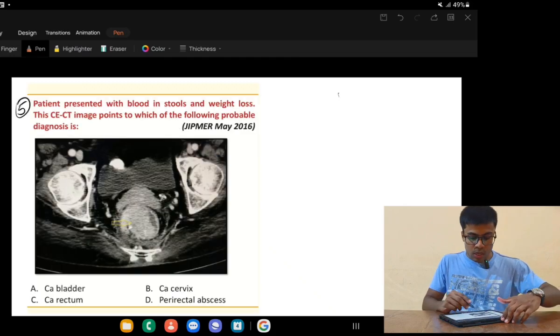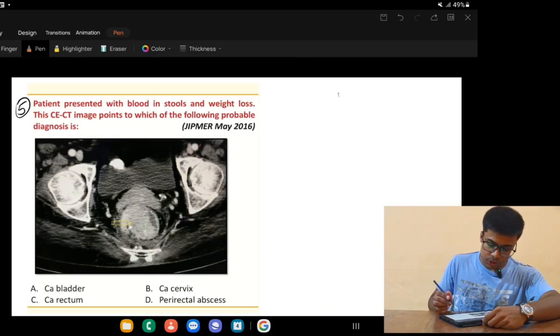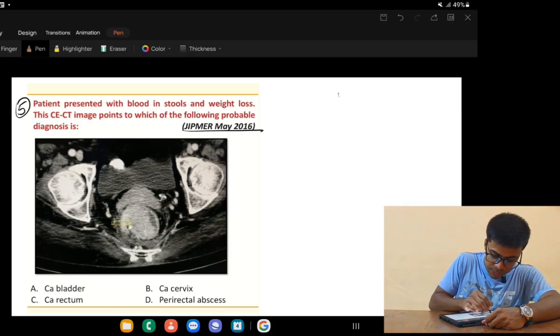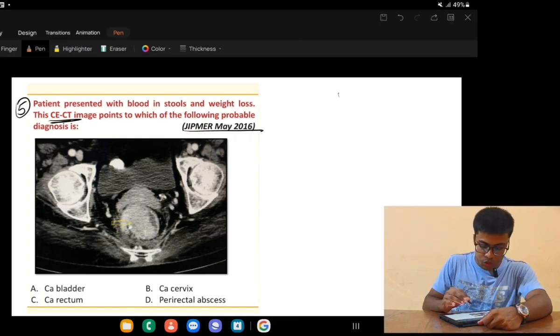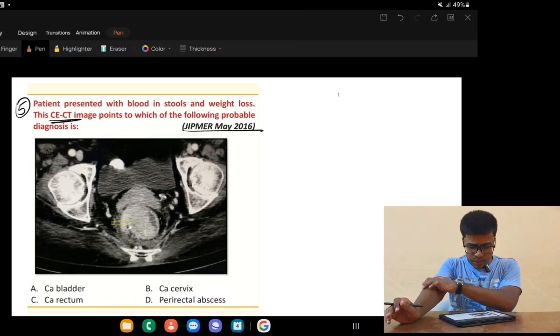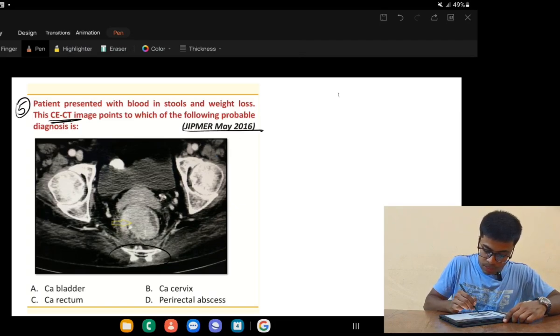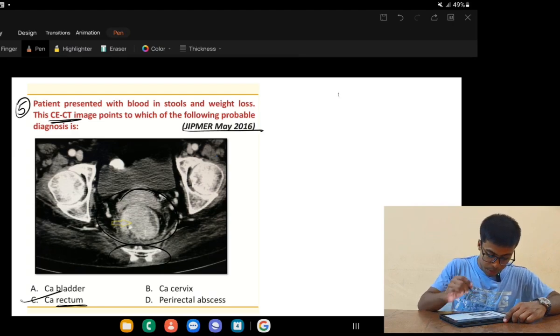So next, moving on. Before saying this question, I want to tell this is a JIPMER question and images do repeat. So let's discuss this. CECT again it is. You must be knowing the basic imaging. This is the sacrum, and in front of the sacrum you will be seeing the rectal area. So this is probably rectum related, and the answer is carcinoma rectum.